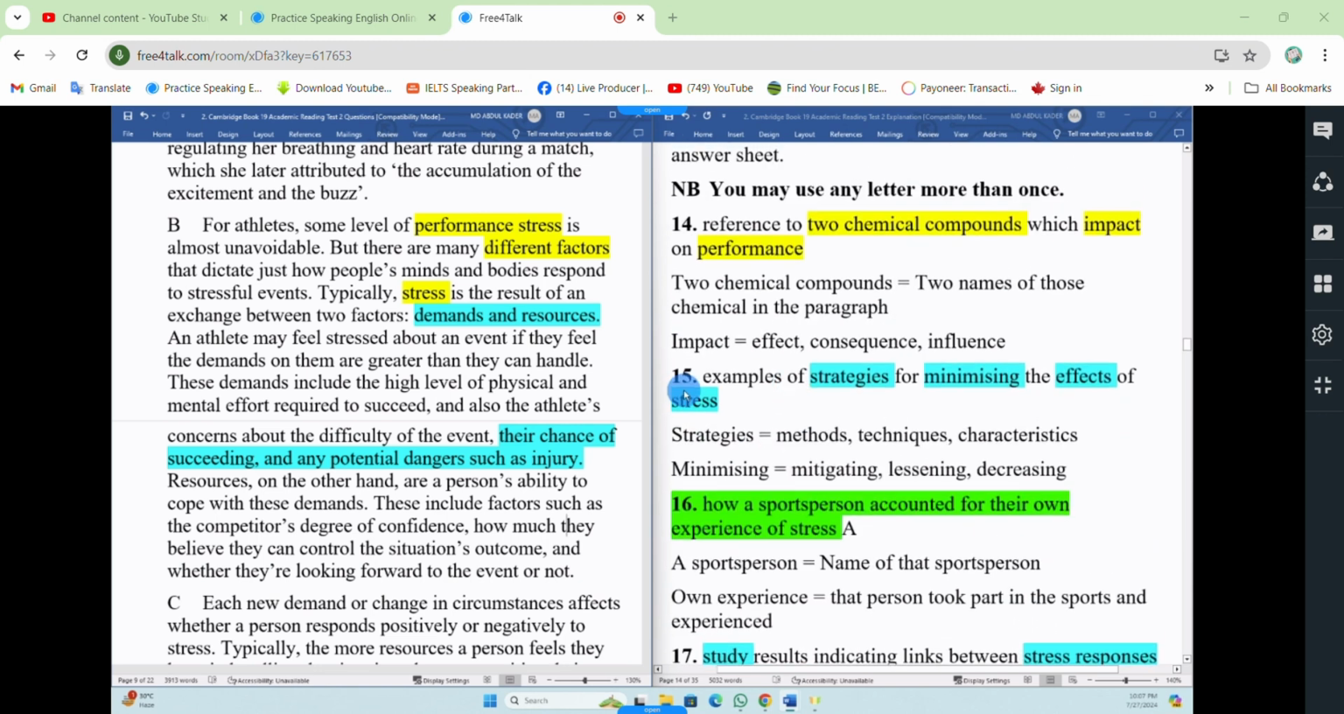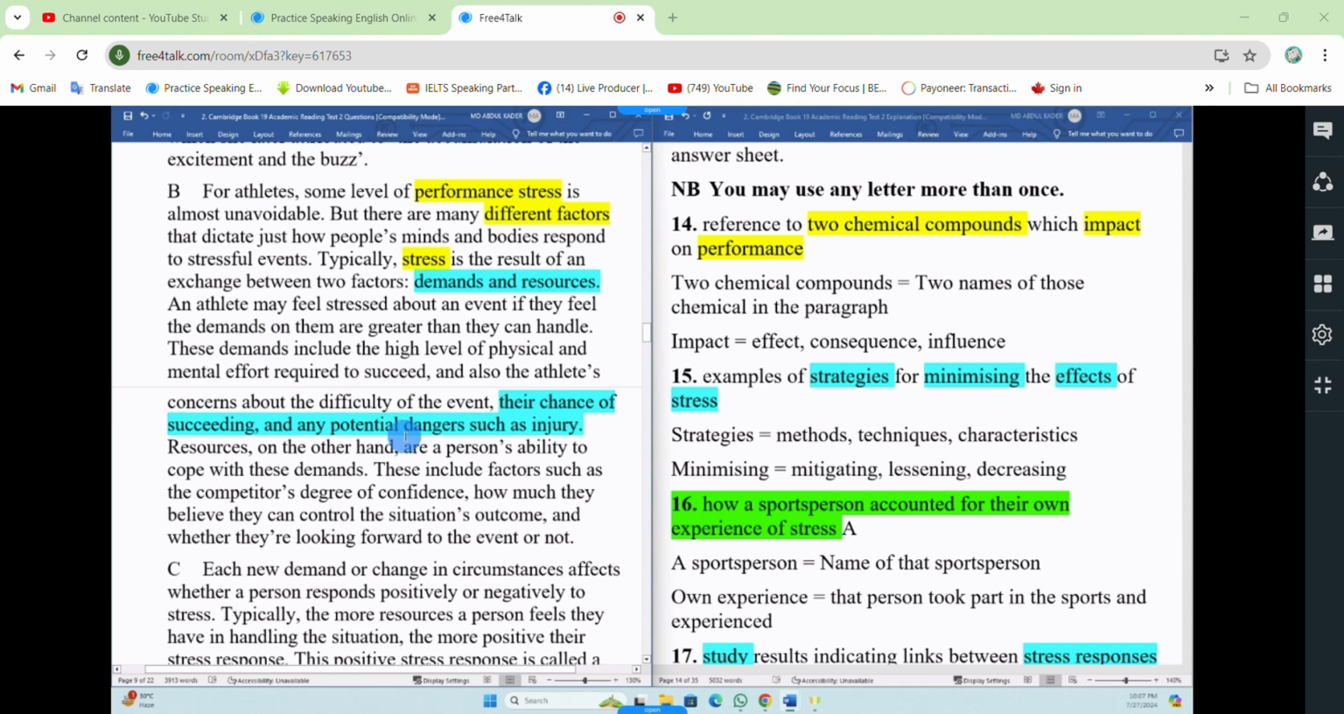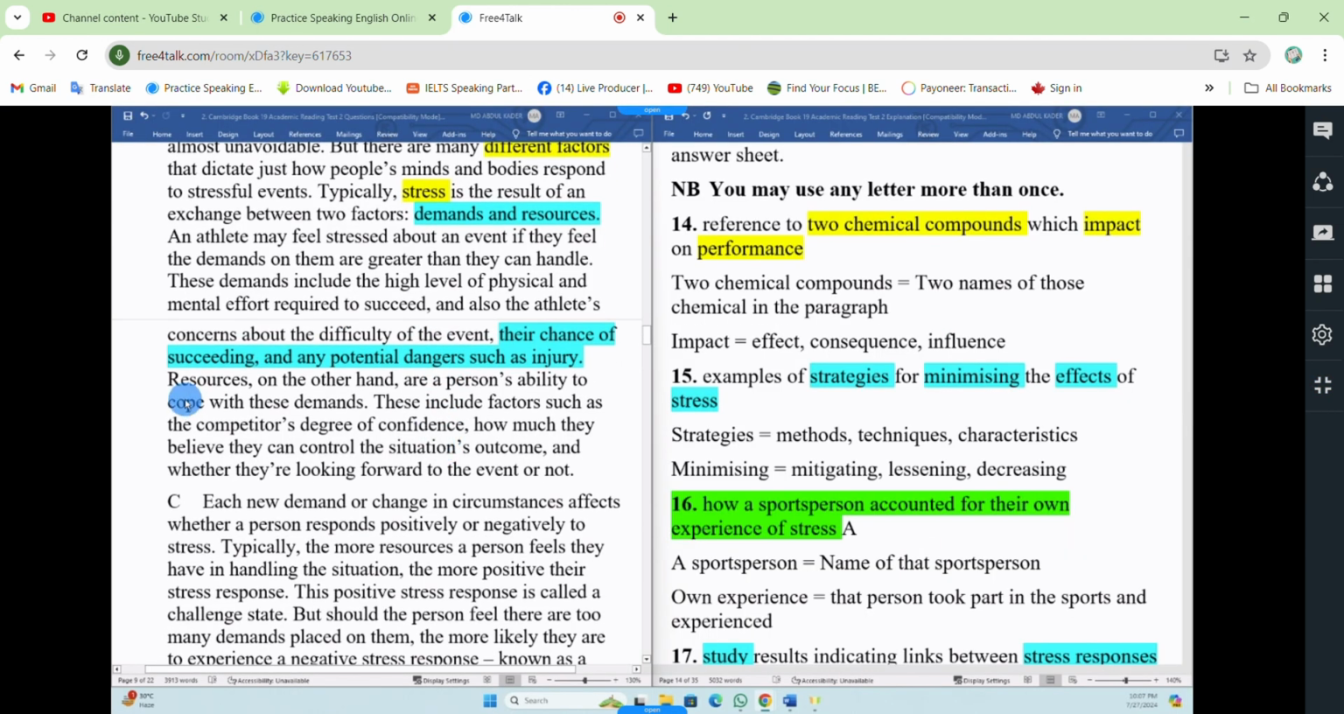No. Question number 15. Is there any strategies? No. Is there any two chemical compounds? No. So we've already read two-thirds of this paragraph, but we are not getting any answer. So what should I do now? I should read the rest of the paragraph. So now we are about to read the rest of the paragraph.